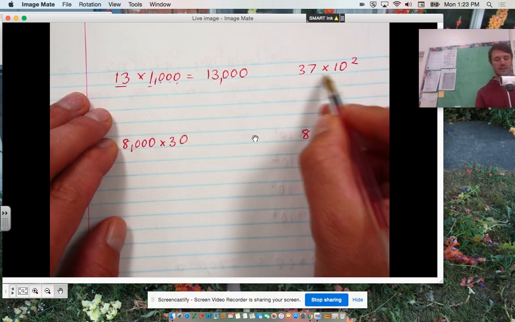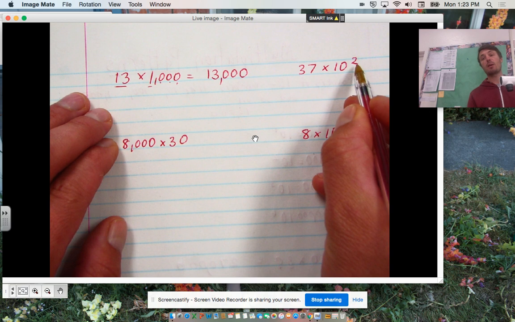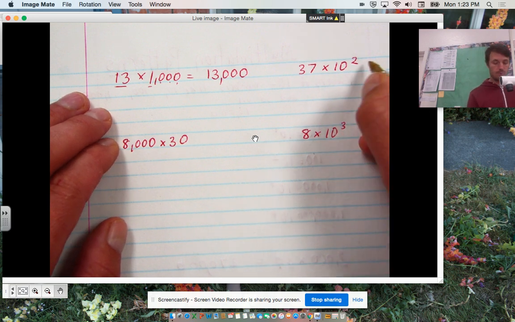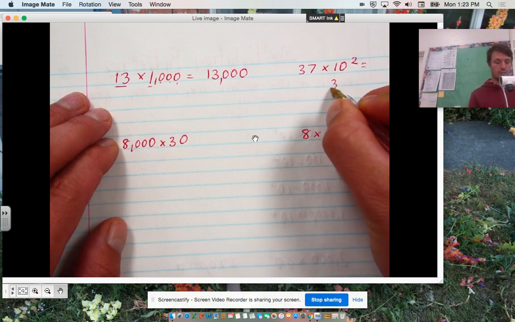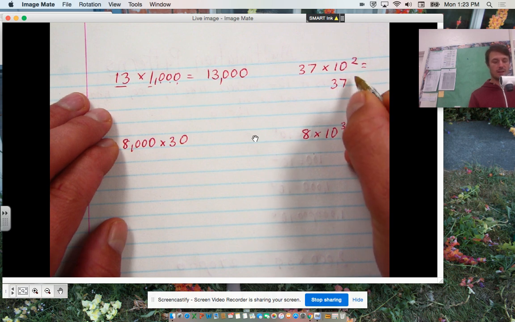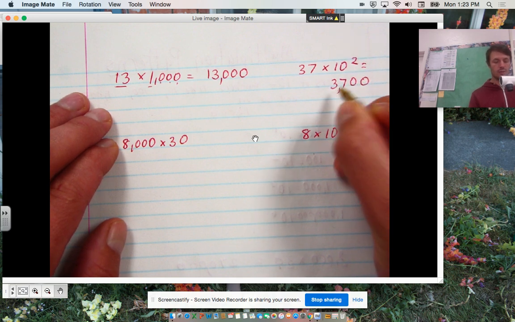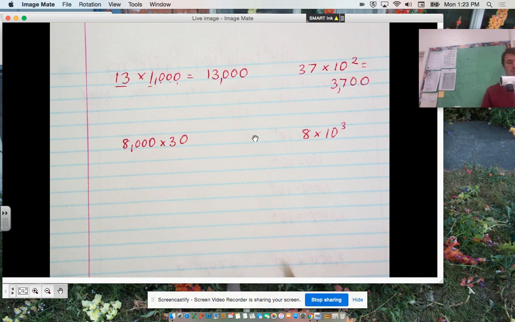Here we have 37 times 10 to the 2nd power, or 10 squared. All we have to do is write 37, and then it's to the 2nd power, so we add 2 zeros, and it's 3,700. Okay?